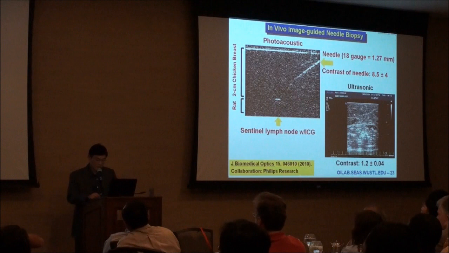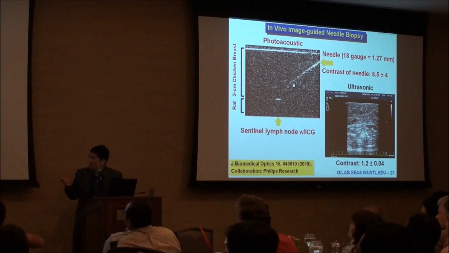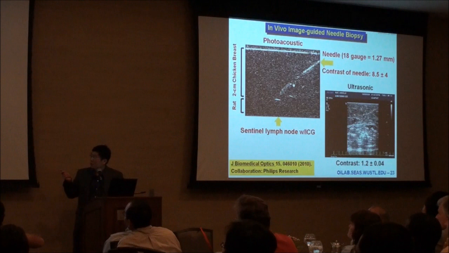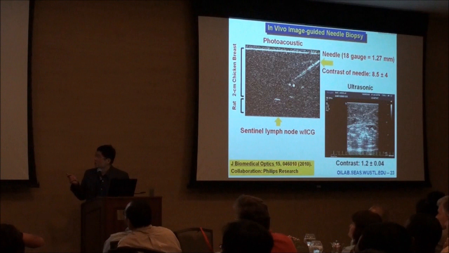So the first goal is to identify the central lymph node through optical dye, which is used in the standard surgical procedure anyway. And you can see the accumulation of the dye very well at the central lymph node. This was done in a small animal. And then we can guide the needle toward the central lymph node, which we can pinpoint. And the contrast of the needle is very high, about 8 to 1. You can also use ultrasound to guide a needle, but the contrast is very low, more or less like 1.2 to 1.